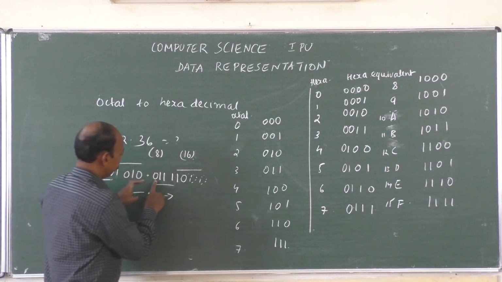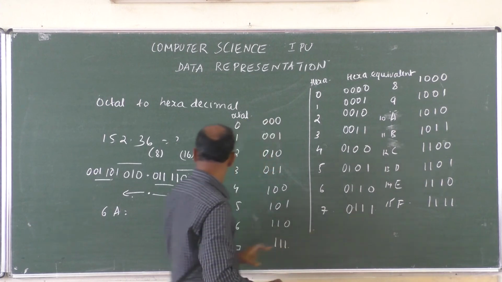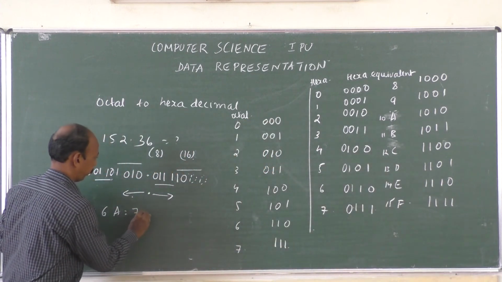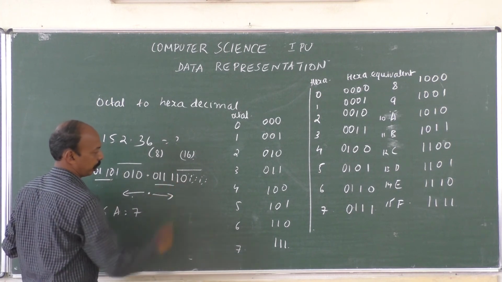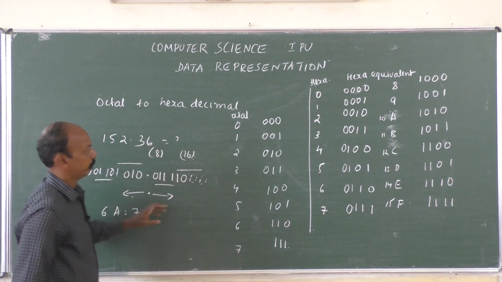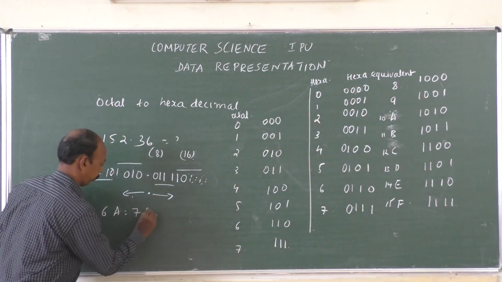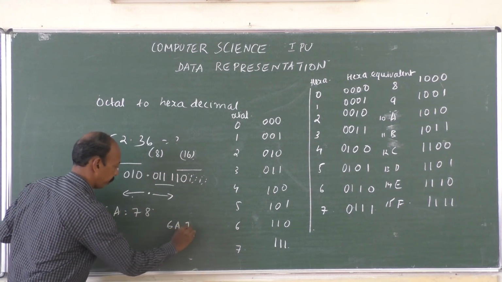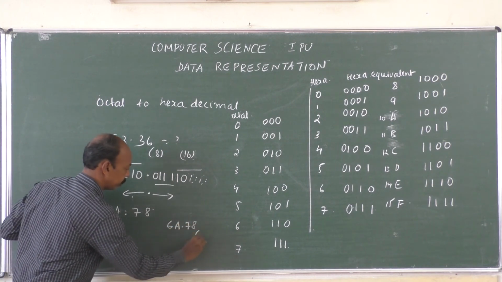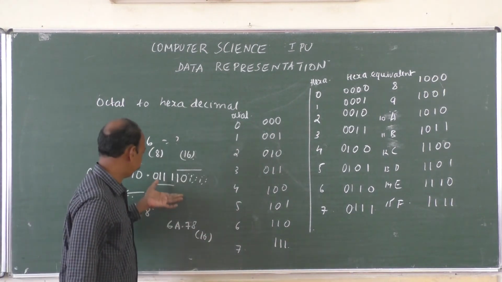Point. 0, 1, 1, 1 is 7. 1, 0, 0, 0, it is 8. So it is 6A.78 to the base 16. Just verify it once again.